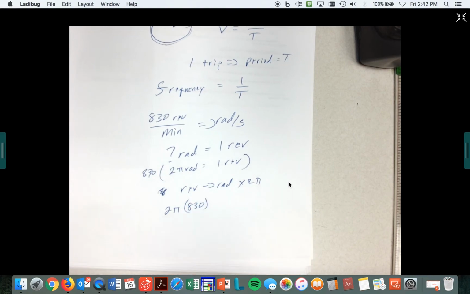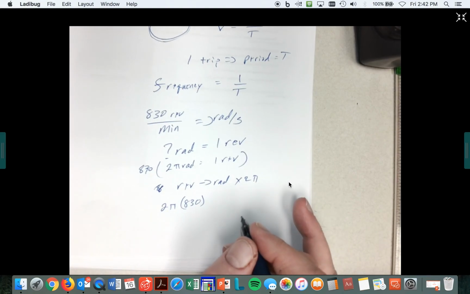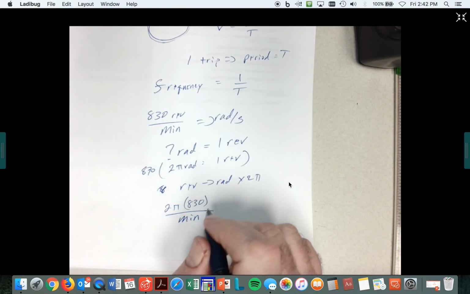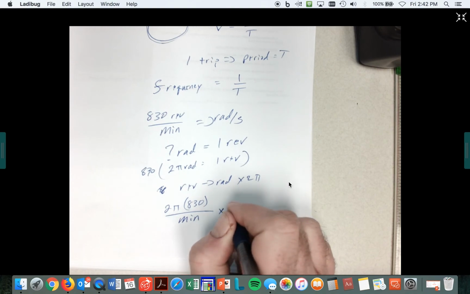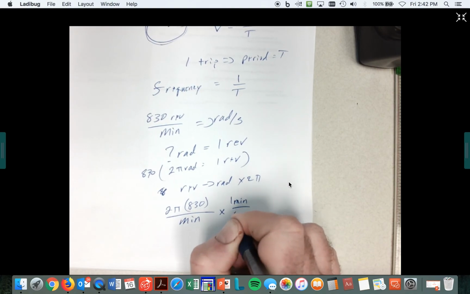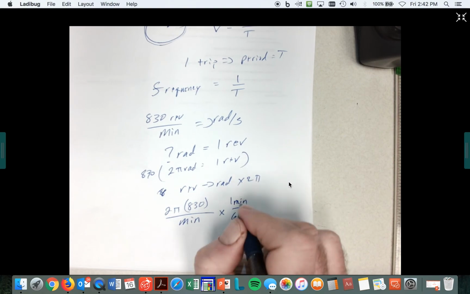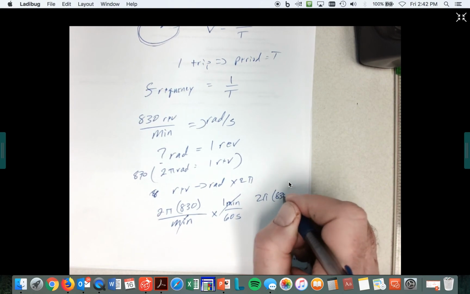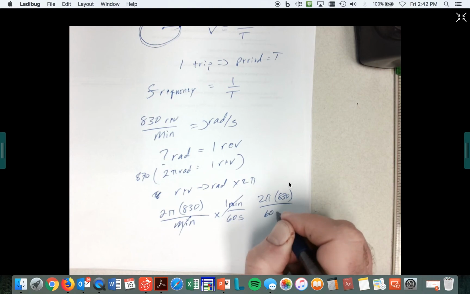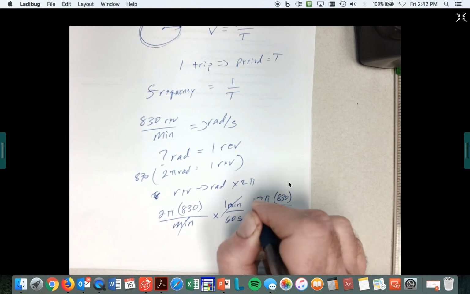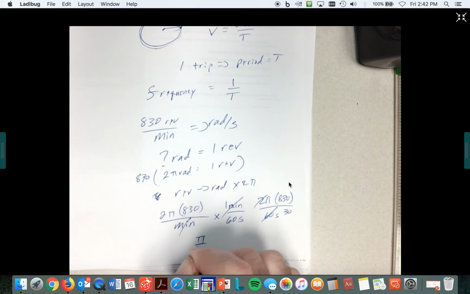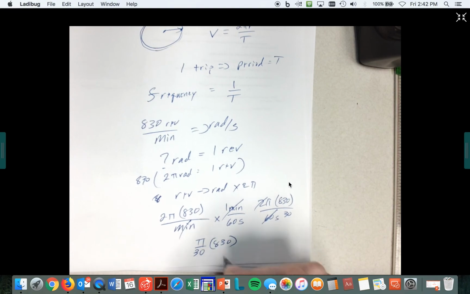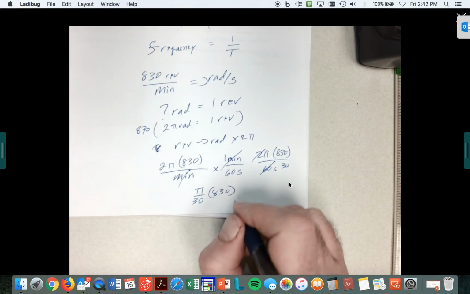So I'll have 2 pi times 830. I'm not going to multiply it out right now because I don't have my calculator. That's radians per minute. Now I've got to multiply by 1 minute per 60 seconds, because there's 60 seconds in 1 minute. That's multiplied by 1, so that cancels. So I've got 2 pi times 830 divided by 60 seconds, which cancels down to 30. So it's pi over 30 times 830. All right? This is in radians per second.